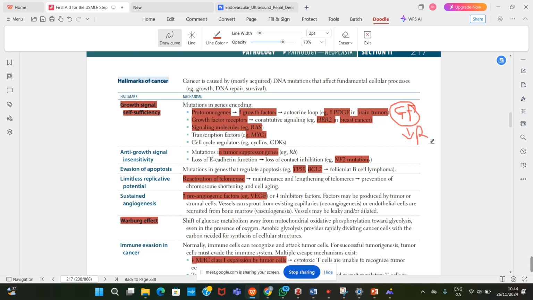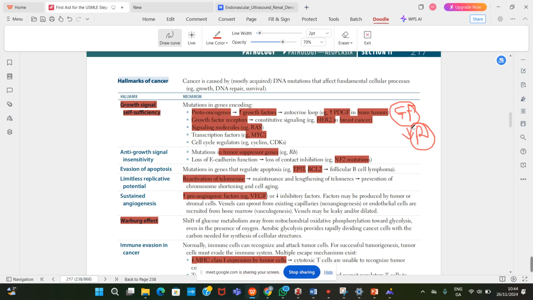Now, some tumors develop due to overexpression or gain of function mutation of this receptor, to facilitate increased growth, a constitutive signaling without any need for growth factor to come in. They are overfiring. An example of that is what? HER2 mutation in breast cancer. It is a growth factor receptor.